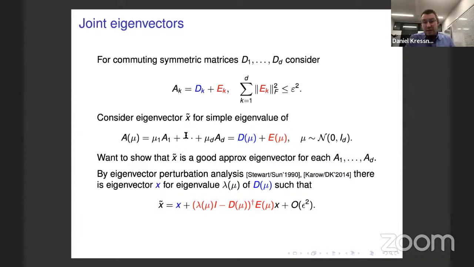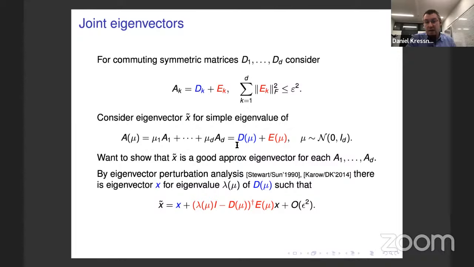What I want to show is that this x tilde, which I computed from A(mu), is also a good approximate eigenvector for each of the individual matrices A_1 to A_d, because that means if you use this as a transformation, then the corresponding off-diagonal parts in the transformed matrices are going to be very small. If you look at the residual, the norm of the residual will pop up in the corresponding off-diagonal parts of the orthogonal transformation, where you choose maybe the first column to be this eigenvector x tilde. Now we want to look at this x tilde a bit further.